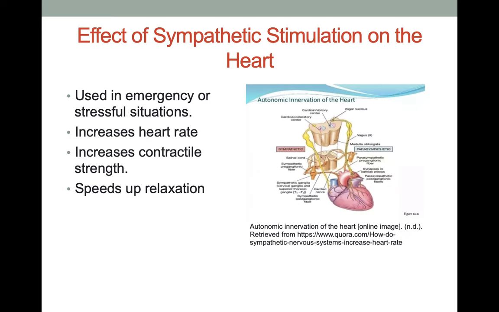The AV node: sympathetic stimulation of the AV node reduces the AV nodal delay by increasing the conduction velocity, and as a result of this, it enhances the slow inward calcium current. Sympathetic stimulation is going to speed up the spread of the action potential throughout the specialized conduction pathway.